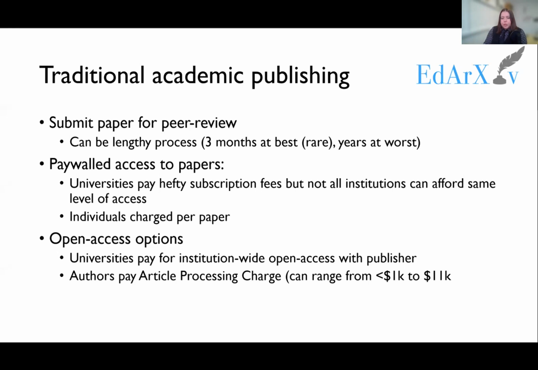The other route is where the authors themselves will pay what's known as an article processing charge, an APC, to make their article open access so that anybody can read it. And these APCs range from somewhere below $1,000 to the Nature Group recently announced that their open access fee was going to be $11,000 to publish one paper open access, which is such a huge amount of money. It's funny. It's absolutely ridiculous.